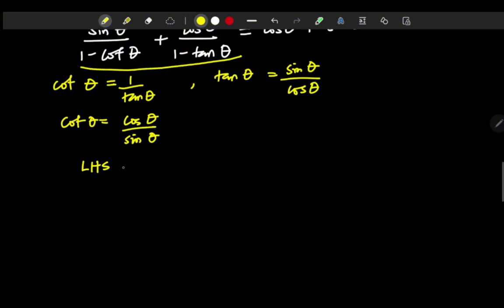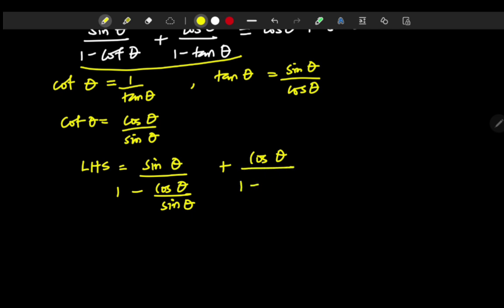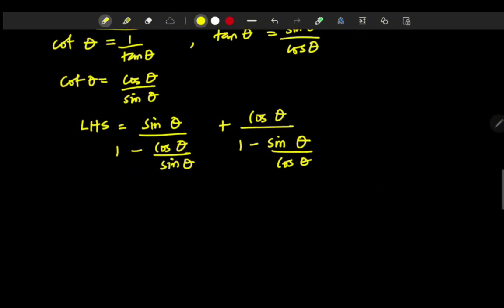So I can rewrite the left hand side as sine theta over 1 minus cot theta, which is cos theta over sine theta, plus cos theta over 1 minus tan theta, which is sine theta over cos theta. So I'm going to be working with the bottom part now here. So this bottom part here, the LCM, this is over 1, is sine theta. So 1 times sine theta, you're going to have sine theta. Sine theta times 1 is sine theta.